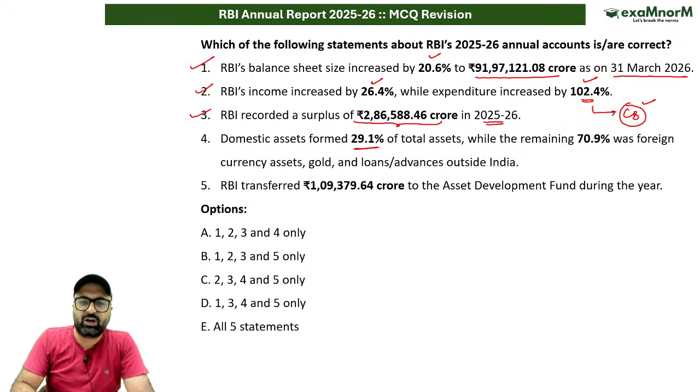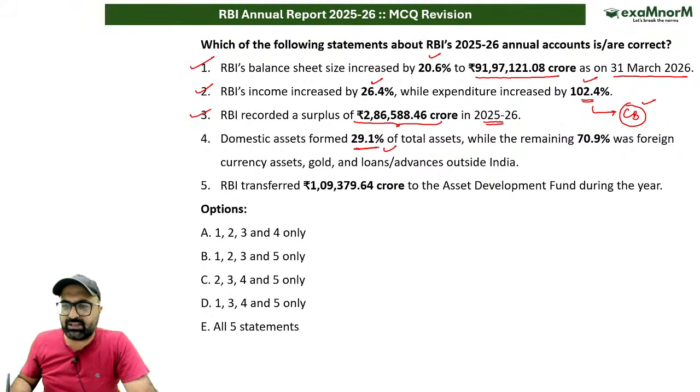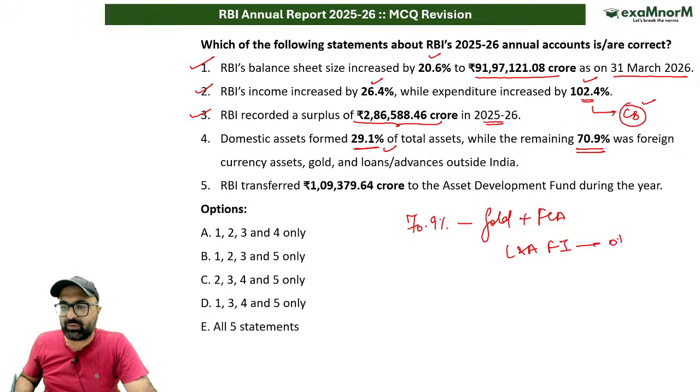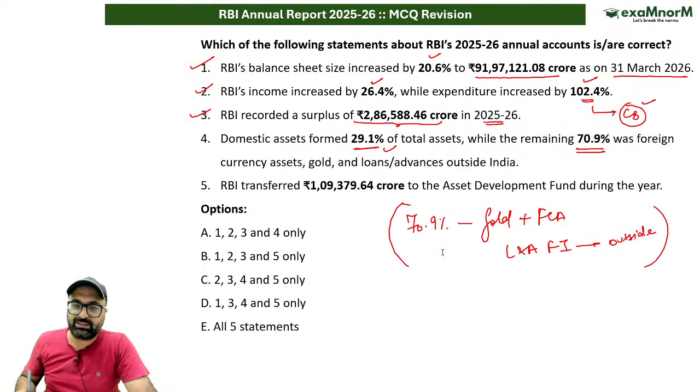But if I talk about the domestic assets of RBI, that is absolutely correct, so that is 29.1% only. If I talk about the foreign currency assets, gold, and loans and advances to the financial institutions outside India, they are together of what value? They are together of a value of 70.9%. So what is there in the 70.9%? In the 70.9% we have gold, we have foreign currency assets, as well as loans and advances given by RBI to the financial institutions outside India. They all are included in that 70.9%.